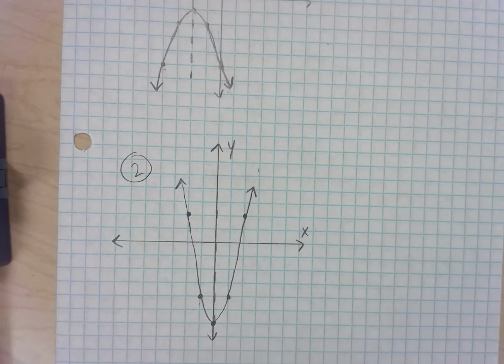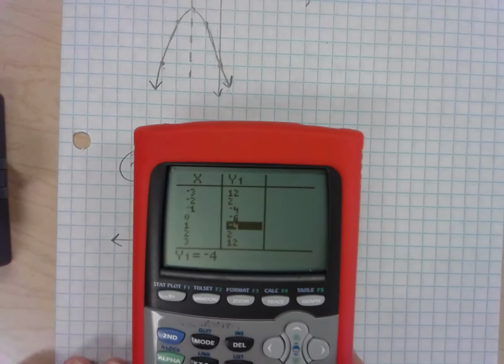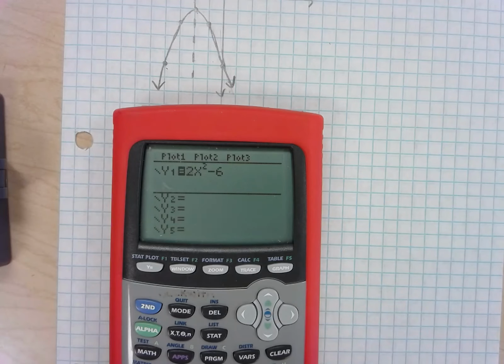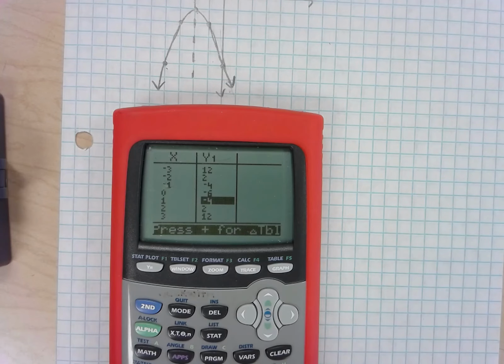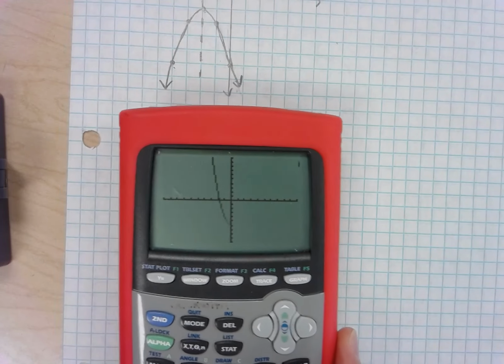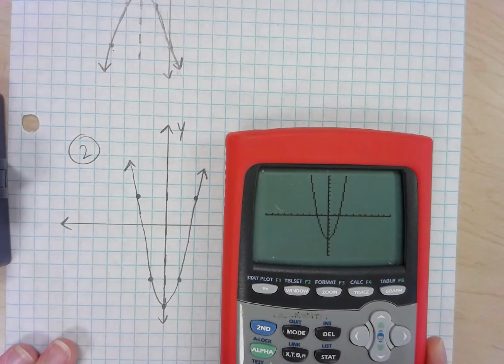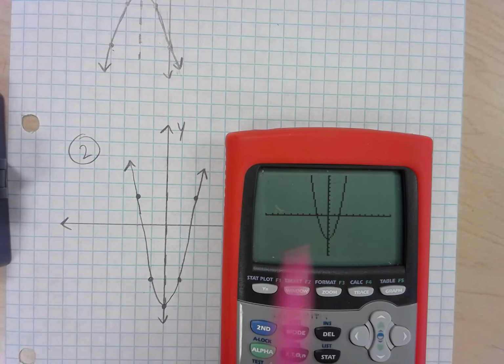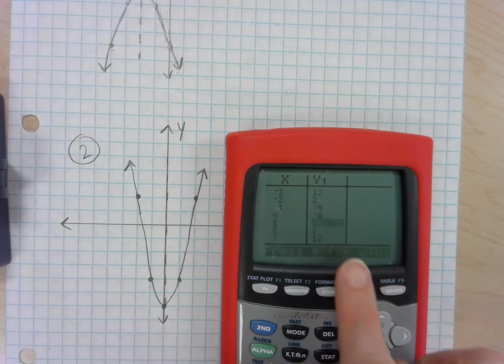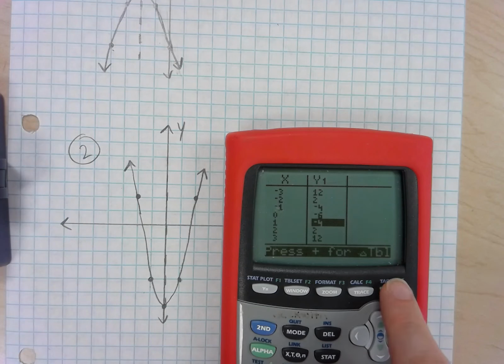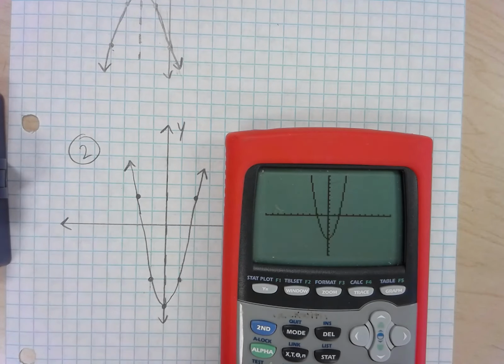Also with the graphing calculator, going back to number 2, we had our equation in there, 2x squared minus 6. We've used the table of values to help us graph, but you could always hit the graph button to see that the graphs match. Never try to mimic this graph onto your graph paper because it's very difficult to get the exact points. So use the table to get the exact points and then just press the graph button to see that the pictures are the same.